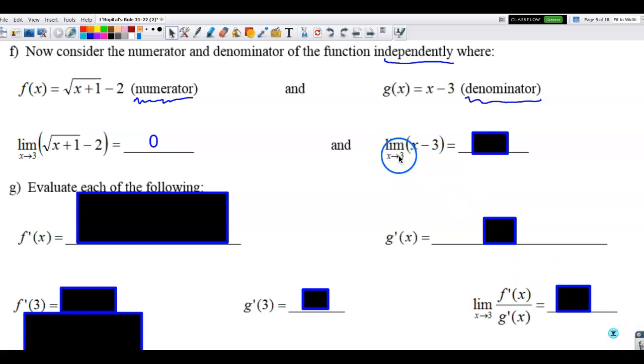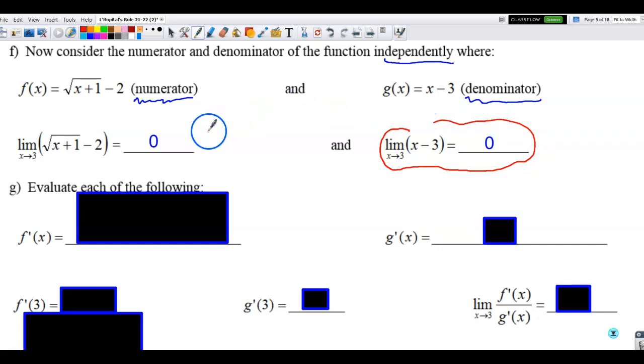When I find the limit as x approaches 3 of x minus 3, that would give me 3 minus 3, which is also 0. And having a 0 in the denominator is a problem because we know that division by 0 is undefined. So again, the fact that the numerator limit is 0 is not a problem. So that's okay all by itself. But having a 0 in the denominator is a problem because division by 0 is undefined. So we're going to have to remedy that. And again, we're examining the numerator and denominator independently of each other.